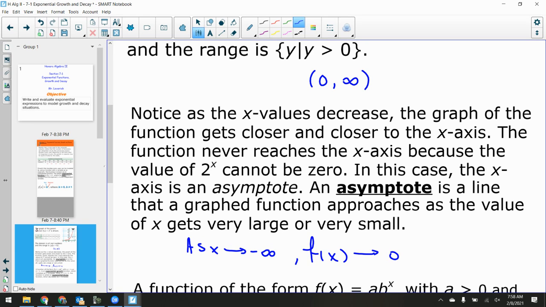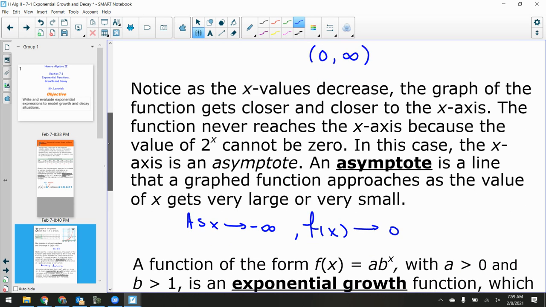The function never actually reaches the x-axis because the value of 2 to the x cannot be 0. Think about that algebraically. If I had 2 to the x equal to 0, we don't know of any number x right now we could plug in. Actually, we don't even know how to evaluate when there's an x in the exponent. Spoiler alert, it's a logarithm, which we'll learn later on. But in this case, the x-axis is what's called an asymptote.